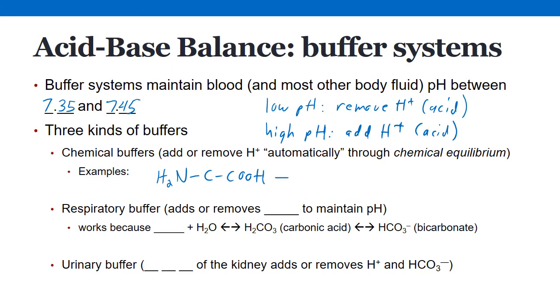This can shift in one of two ways. It can release H plus by forming H2NCCOO minus plus H plus. So we can make the solution more acidic. We can also shift in the other direction and use up some H plus by making ourselves NH3 plus COOH. So every protein in your body acts as a buffer that can add at least one H plus to your body if you need it, or take one away from your blood if you need that.